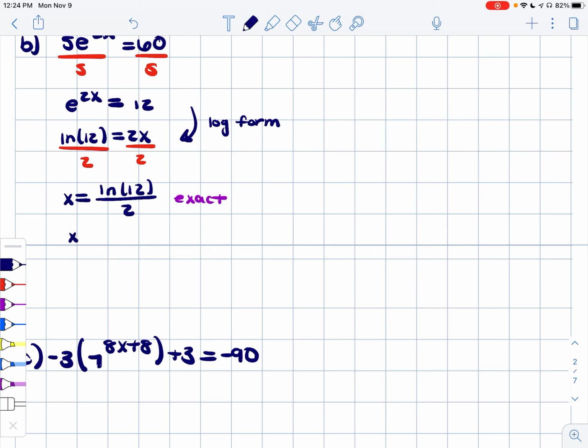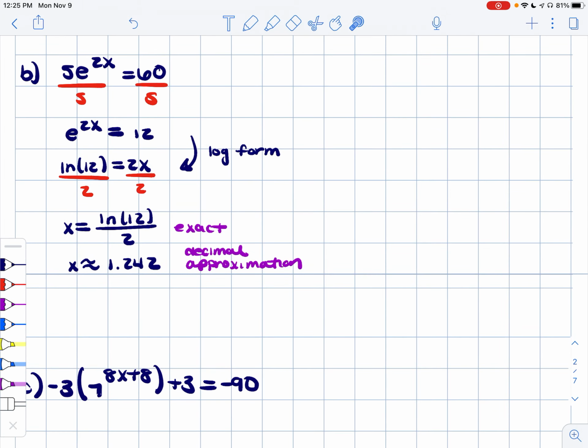And then if you want a decimal approximation, you can just plug that into your calculator. There's no need to do the change of base property on this one because we have a natural log button right on our calculator. It's right below the regular log button. So just punch that in and we would come out with approximately 1.242. So that would be our decimal approximation. The idea I want you to see in this one is that before you can use the definition of a log and switch into log form, you have to first isolate your exponential term.